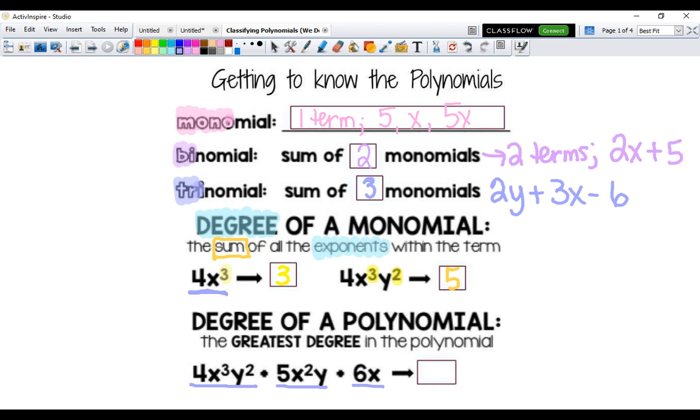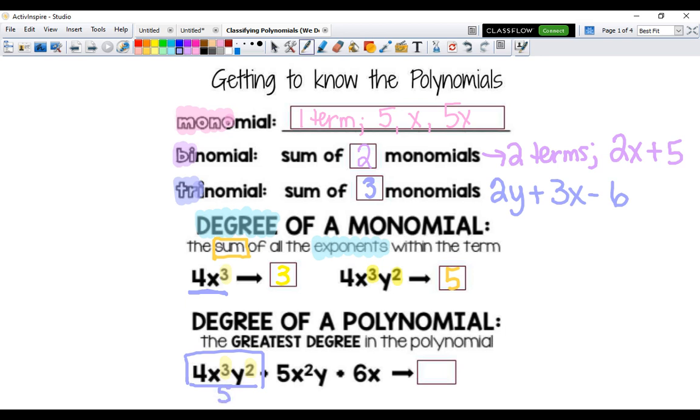So in my first term, use different colors for my terms. So in my first term, 4x cubed y squared, what is the degree of that 1 term? So the degree of this 1 term, I have a degree of 3. Remember, degree means exponent, and a degree of 2. Remember, that means exponent. So I have a degree of 5.